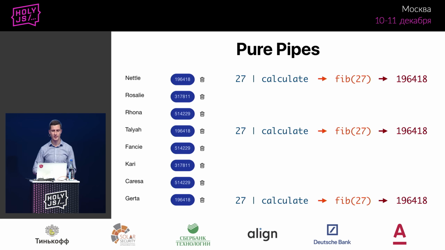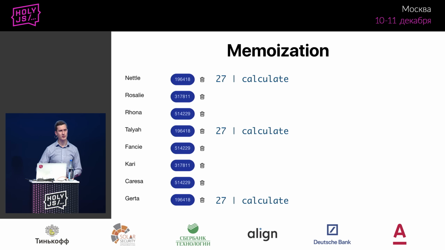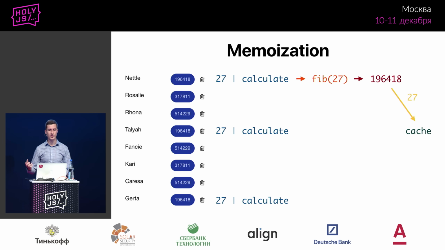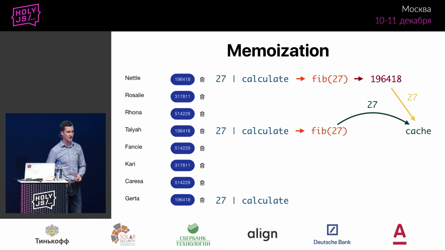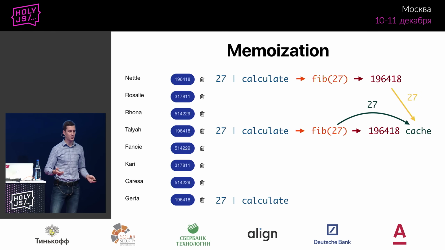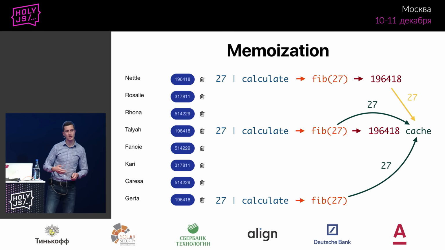However, with memoization, things are going to happen slightly differently. First, we're going to invoke calculate of 27. We're going to delegate this to Fibonacci, get the result, and create a cache entry for the result. So we're going to associate 27 with the result that Fibonacci produced. And we're going to reuse the same result for the next invocation of calculate of 27. We're going to do the exact same thing for the third result. So this is going to save us a lot of runtime.